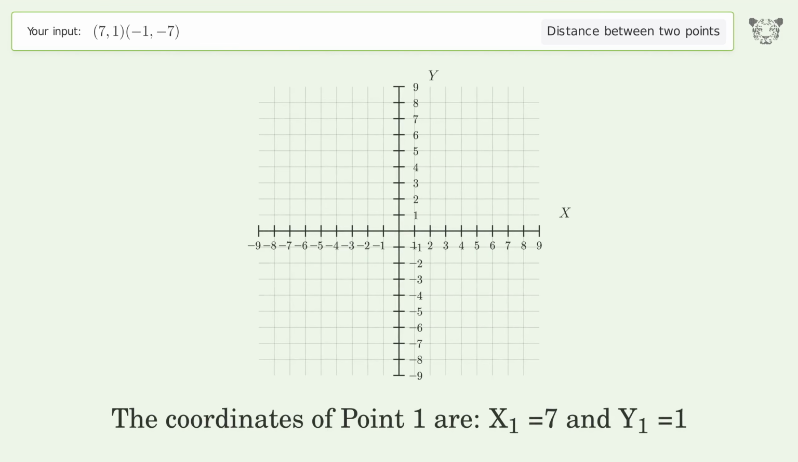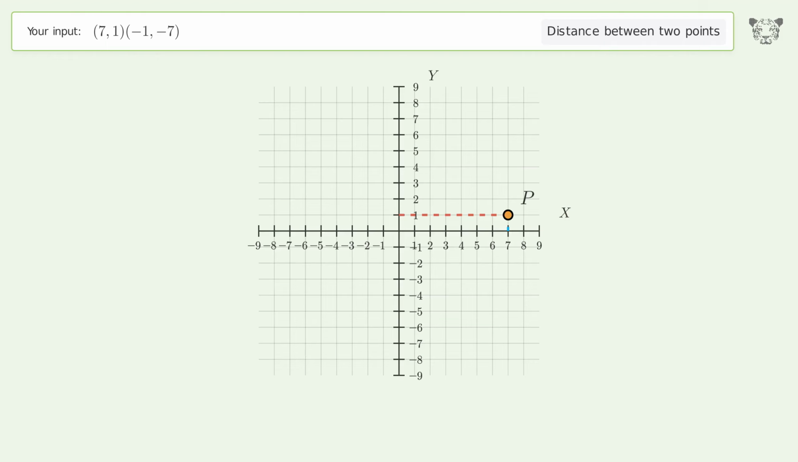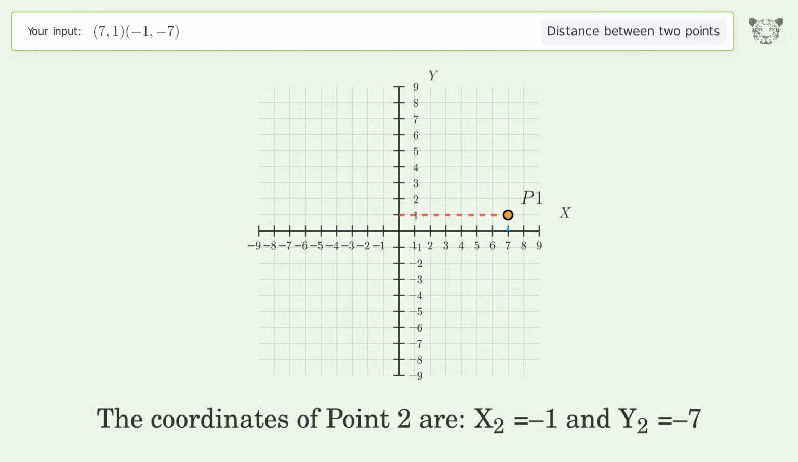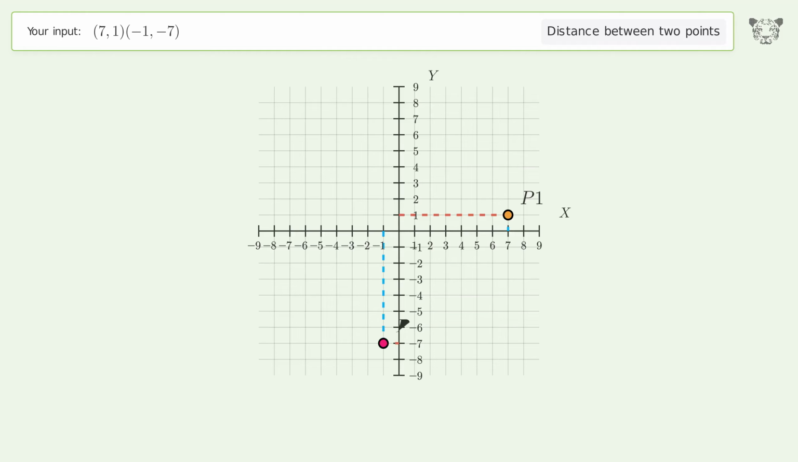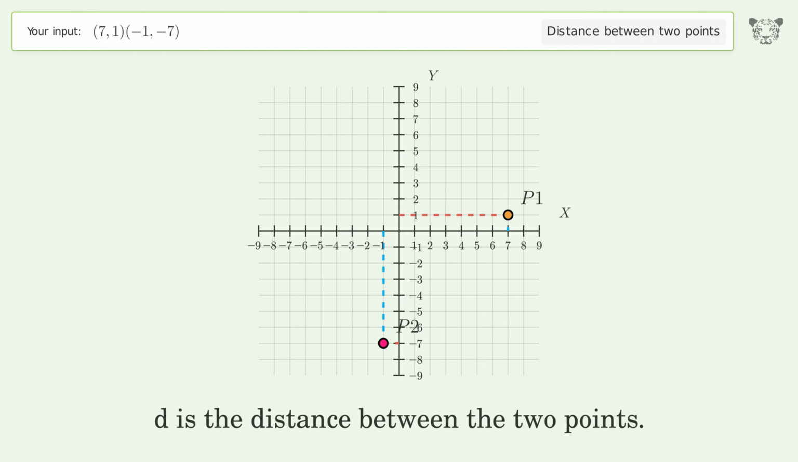The coordinates of point 1 are, x1 equals 7 and y1 equals 1. The coordinates of point 2 are, x2 equals -1 and y2 equals -7. D is the distance between the 2 points.